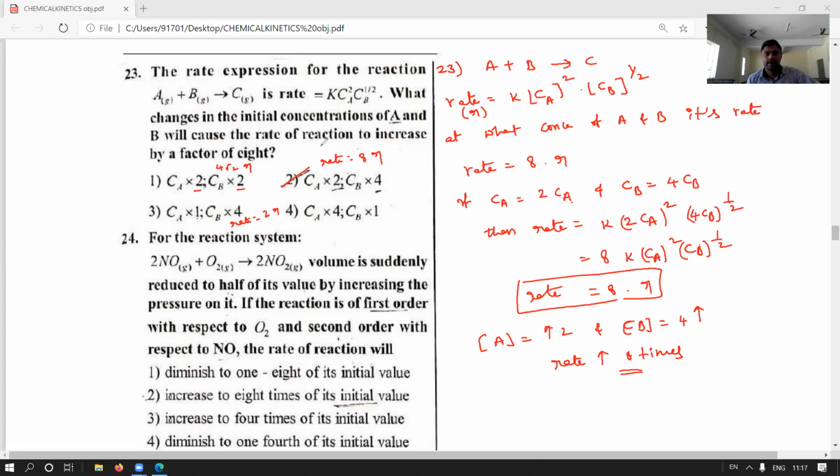So that's why, when they ask at what concentration the rate is a factor of 8, it means the concentration of A is increased by 2 times and the concentration of B is increased by 4 times, then the rate is a factor of 8. Now let's see the fourth one. In the fourth one, the concentration of A is increased by 4 times, which means the rate is a factor of 4, and root 1 value is 1, so it is a factor of 4 only. So when the rate becomes a factor of 8, the concentration of A is increased 2 times and the concentration of B is increased by 4 times. So the correct option is the second option.